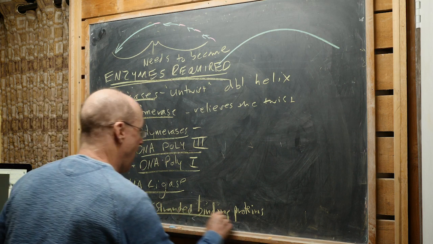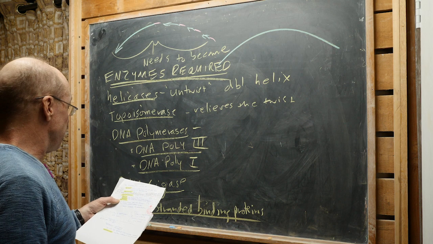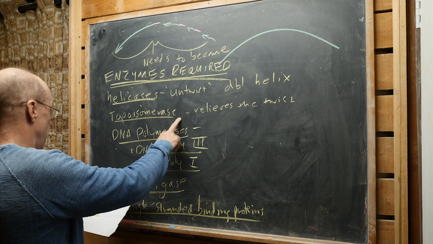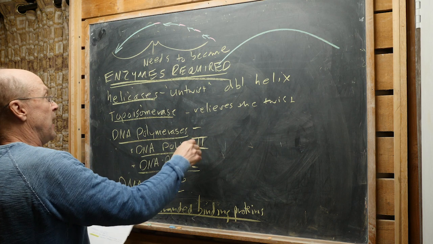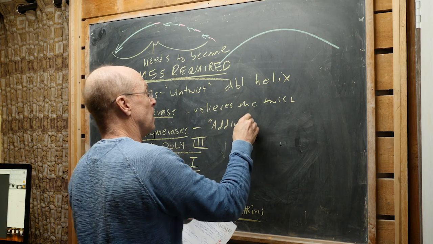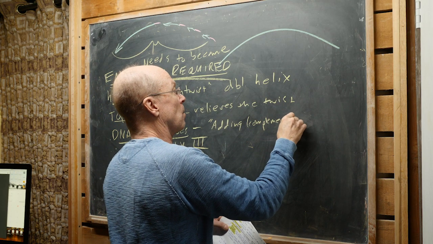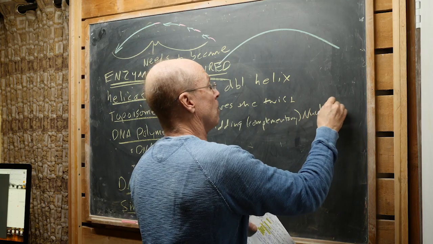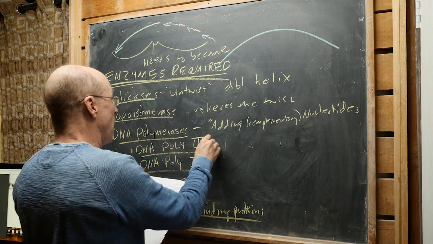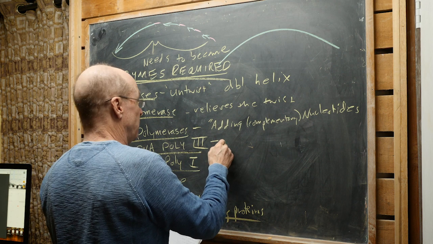It's a lot of stuff. I have no idea if I can get the definitions there. But let's take a look at them. So I think I've told you what helicase does, topoisomerase does. The DNA polymerases collectively are adding nucleotides, and I'm going to say complementary nucleotides. And DNA poly 3, it adds nucleotides in the 5 to 3 direction.